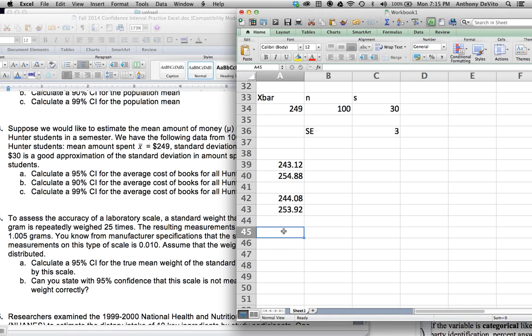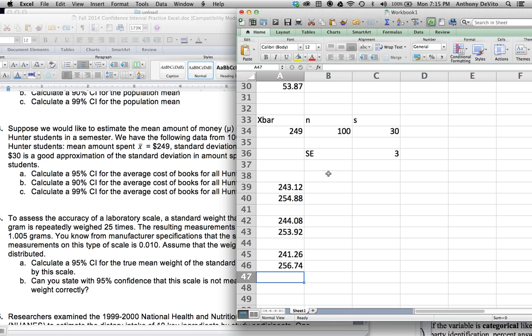And finally, for my 99% confidence interval, it's going to be equal to 249 minus, what is it, 2.58 times 3, and equal to 249 plus 2.58 times my standard error. So those are my 95, 90, and 99% confidence intervals. I'm going to change this problem right now.